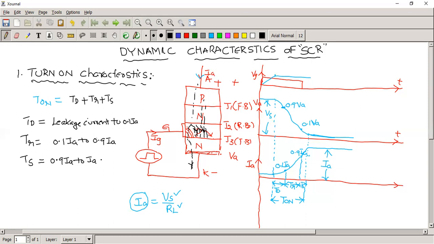In this interval, the anode current is uniformly distributed throughout all four regions of the SCR. In this manner, we can define the delay time, rise time, and spread time. The sum of the three times is equal to the turn on time of the SCR.